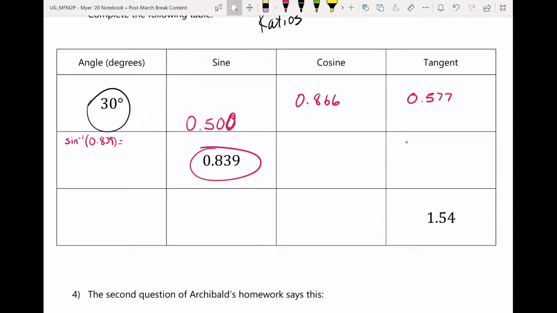You could have done something similar here. You could have just gone like this. You could have gone and just put sine of 30 degrees on your calculator, and you would have got this. Yeah. And same with here. You could have done cosine of 30 and tangent of 30. Yeah.